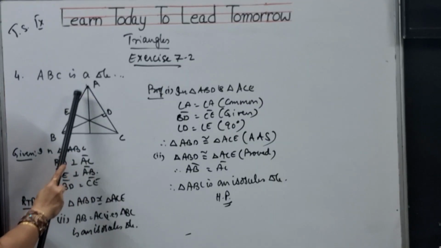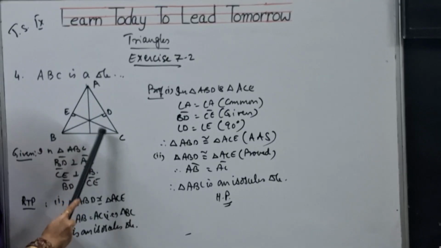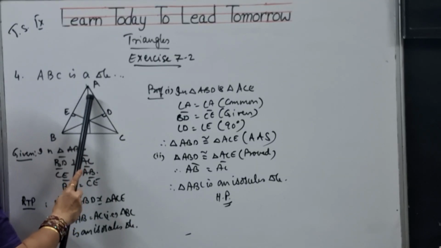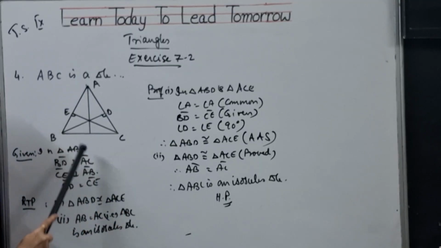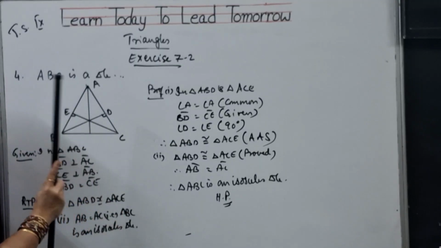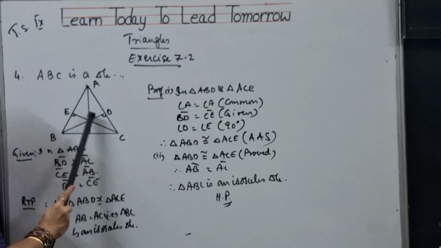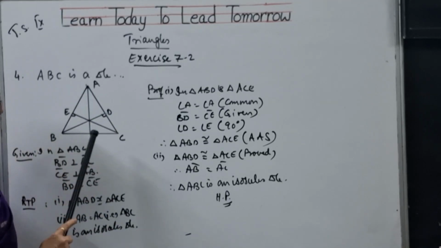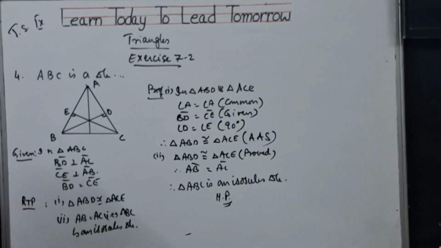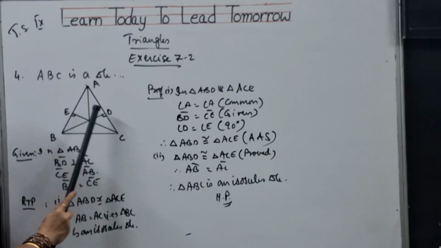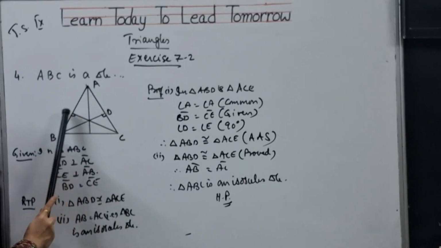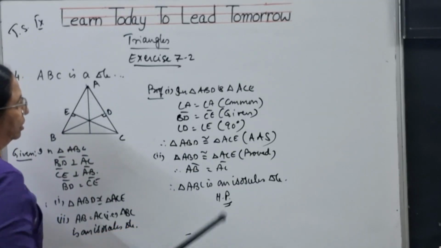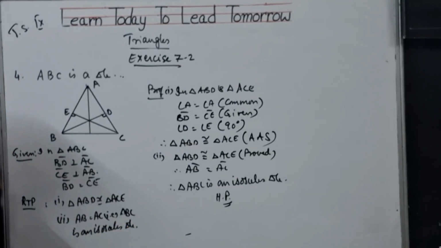Now proof. In triangle ABD and in triangle ACE, angle A is common for both the triangles and BD is equal to CE, they have already given to us. Angle D is equal to angle E. Why? They are perpendicular to each other. In ABD, angle D, in ACE, angle E, 90 degrees. So the two triangles are congruent based on angle side property.